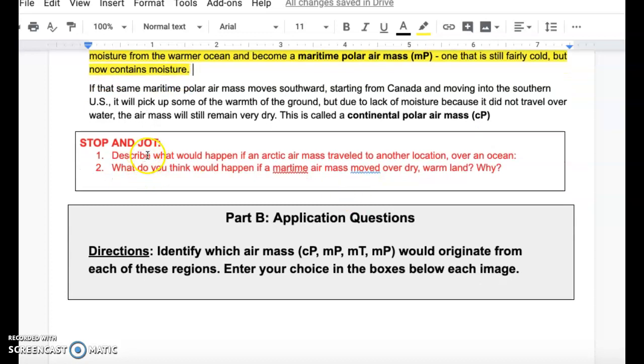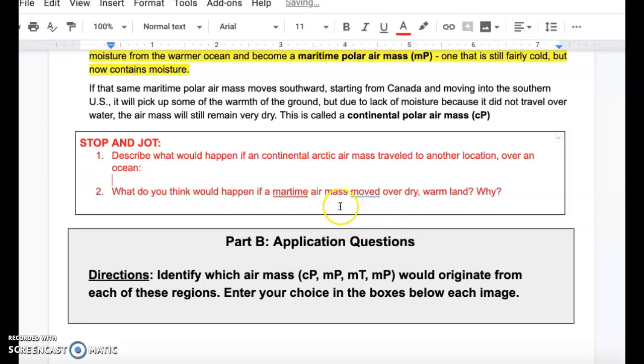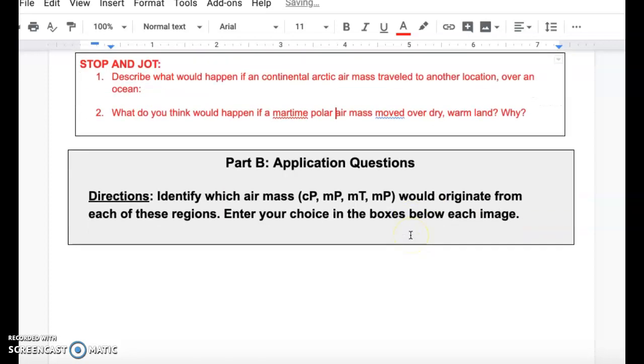For the stop and jot, you're going to describe, for number 1, what you think would happen if a continental Arctic air mass traveled to another location over an ocean. Then number 2, what do you think would happen if a maritime polar air mass moved over dry, warm land? Why?